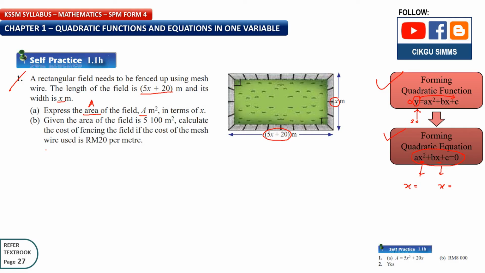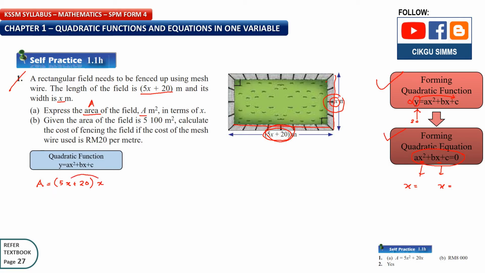Okay, so now we are forming a quadratic function. The function here is area. So area is A. For the area of a rectangle, you need to know the relationship: area of rectangle is the length times the width. So this value times this value. So 5x plus 20 times x.